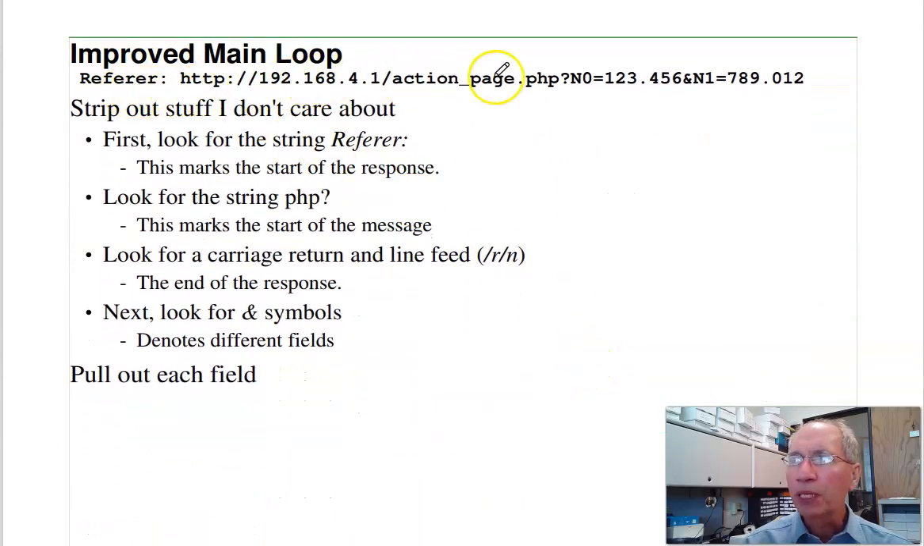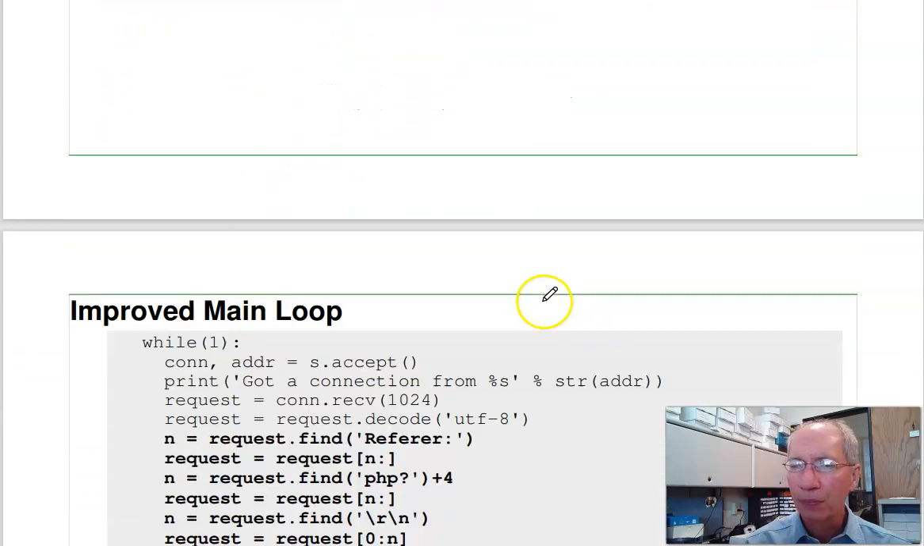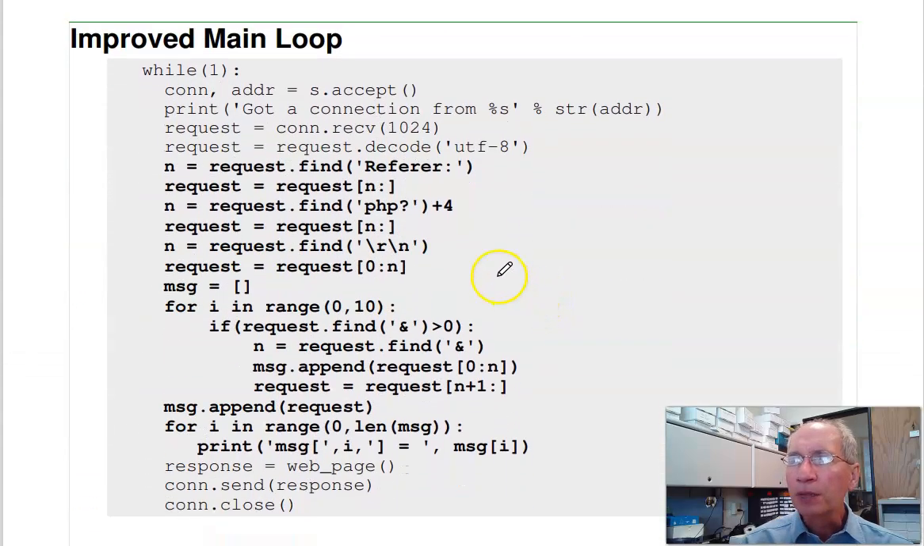So this is just pulling out that line of code, looking for the PHP question mark, looking for the carriage return line feed, that's the end of the line, and I wind up with this guy. To pull out the different fields, I look for the ampersand, that's right here. Every time I see an ampersand, that's a different field. That was your message 0, message 1, message 2.